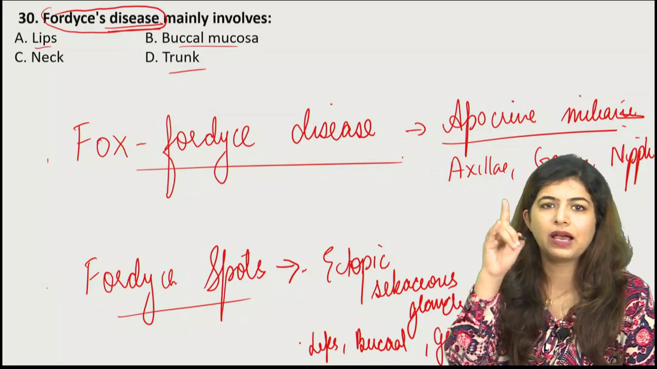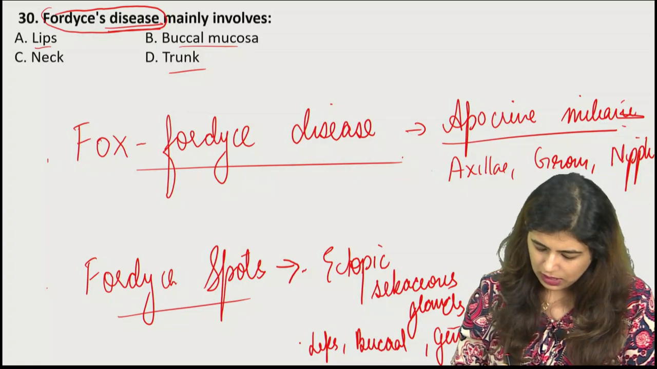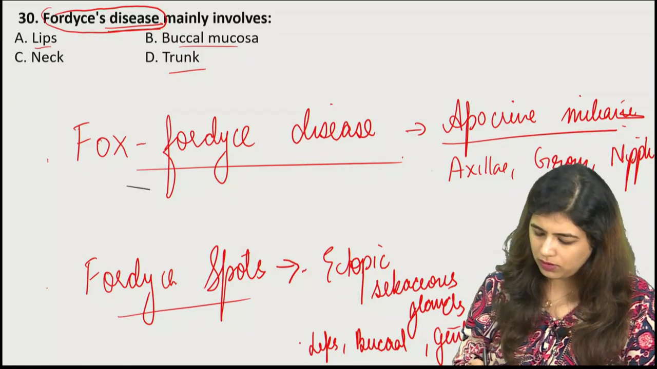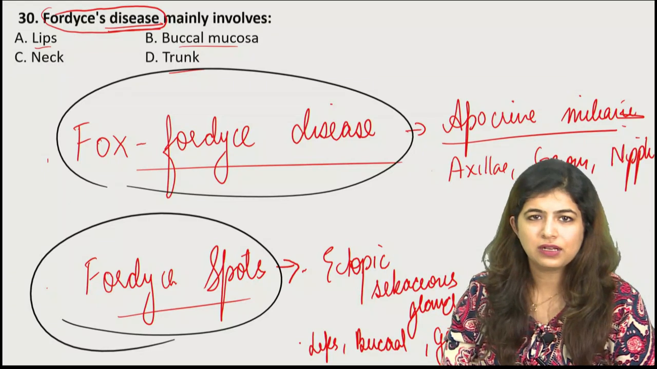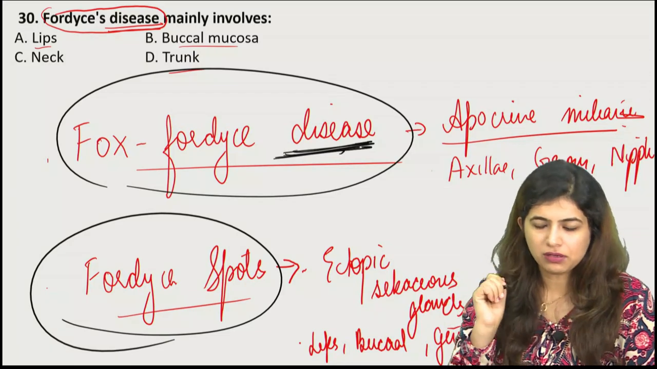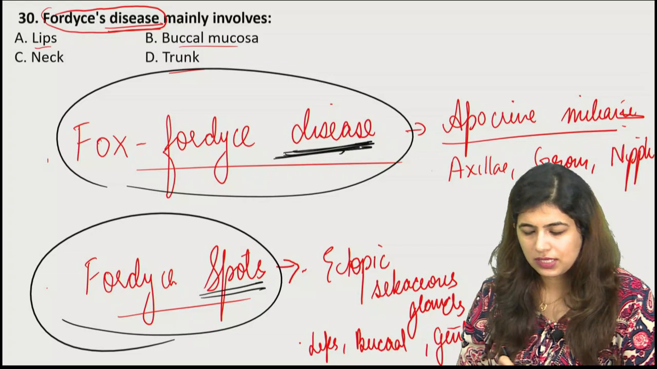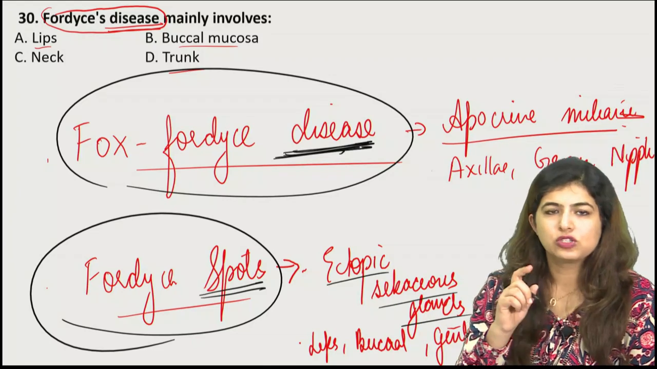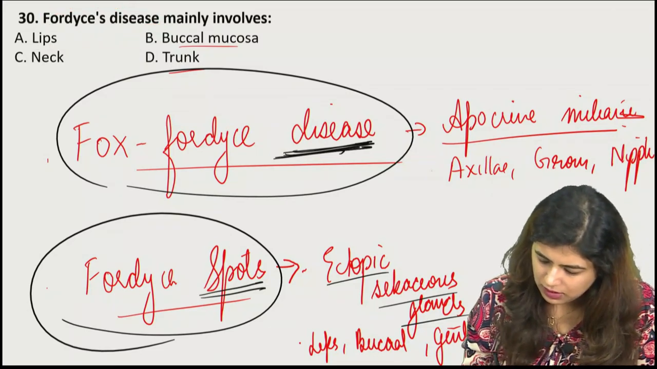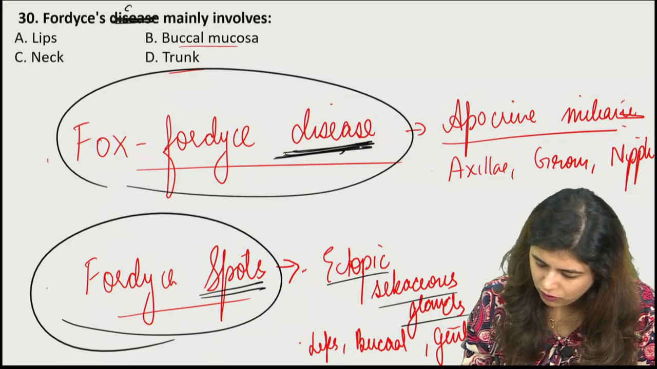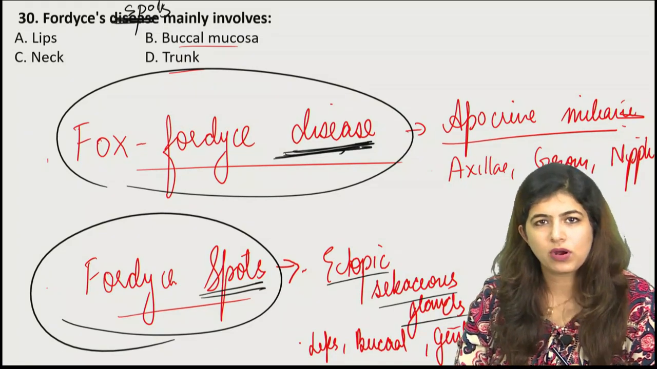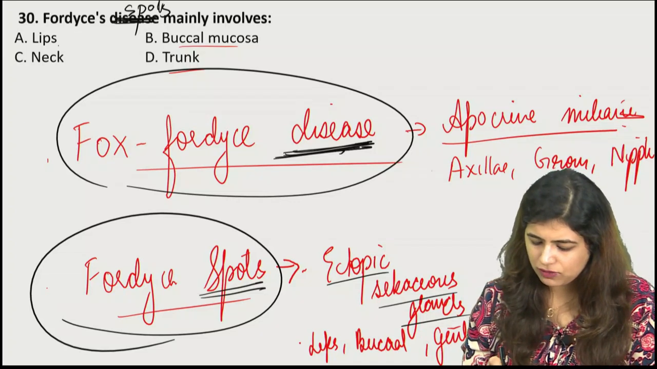Yes, so this is a very important point that you have to notice in the question. And thankfully, we have made a mistake here, so it further reinforces the difference. When the disease is mentioned, then it is apocrine miliaria. However, if a spot is mentioned, then it is ectopic sebaceous gland. So ideally in this question, how should it have been? It should have been Fordyce spots. So Fordyce spots mainly involve which of these?